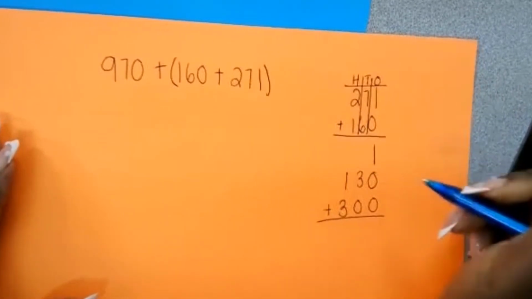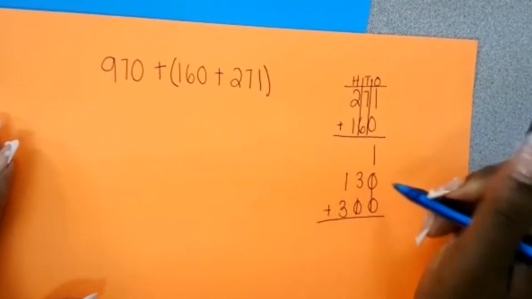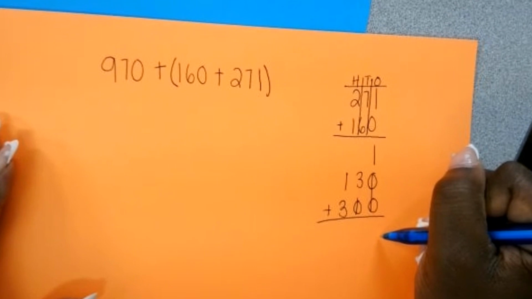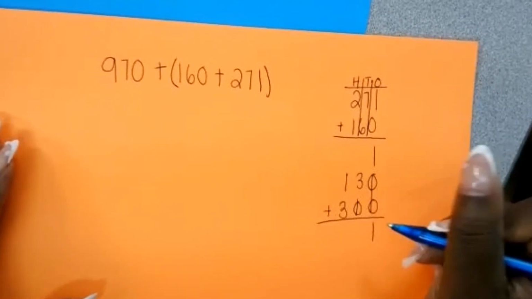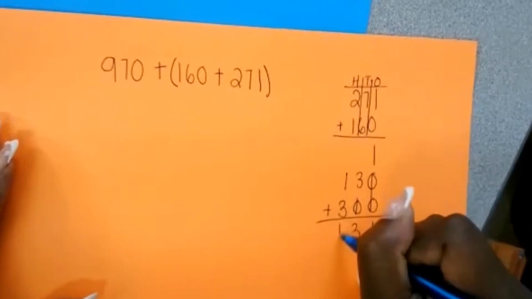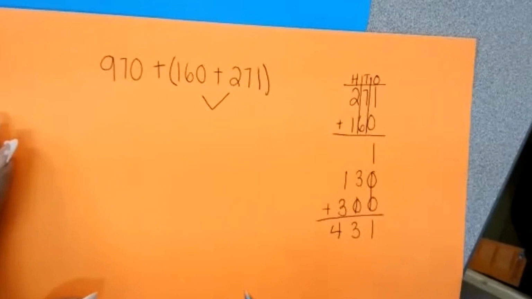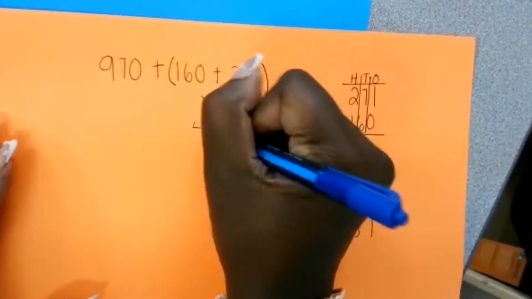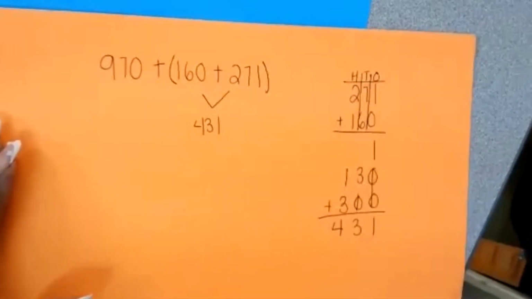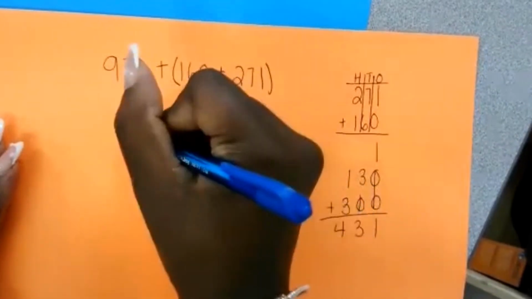Class, help Brielle out. What can we do with those zeros? Okay. What's 1 plus nothing? 1. 3 plus nothing, 3. 1 plus 3 is what? 4. Okay. So we know 160 plus 271 is what? 431. What am I going to do next? You're going to bring down the plus and the 970.